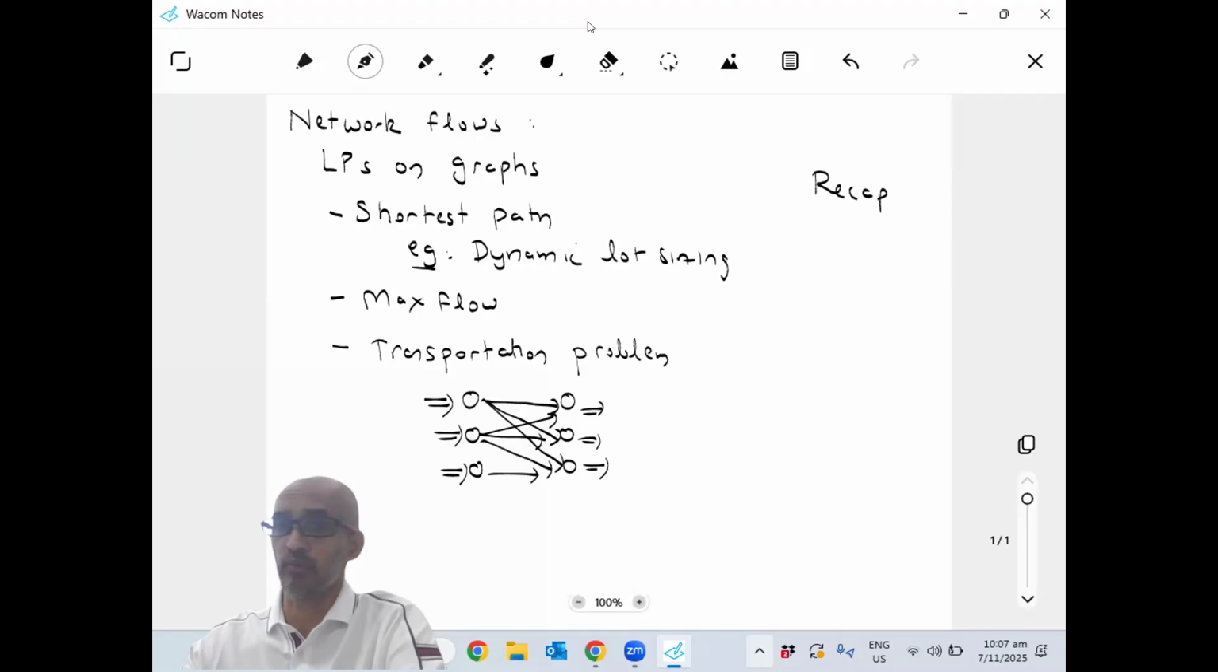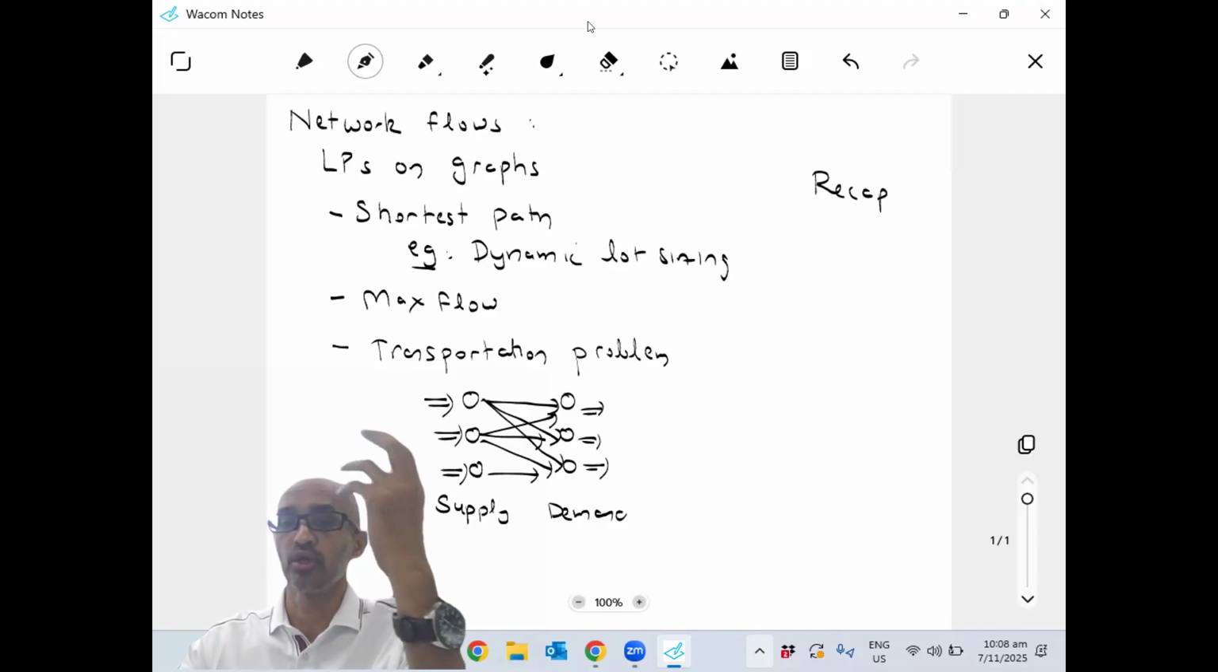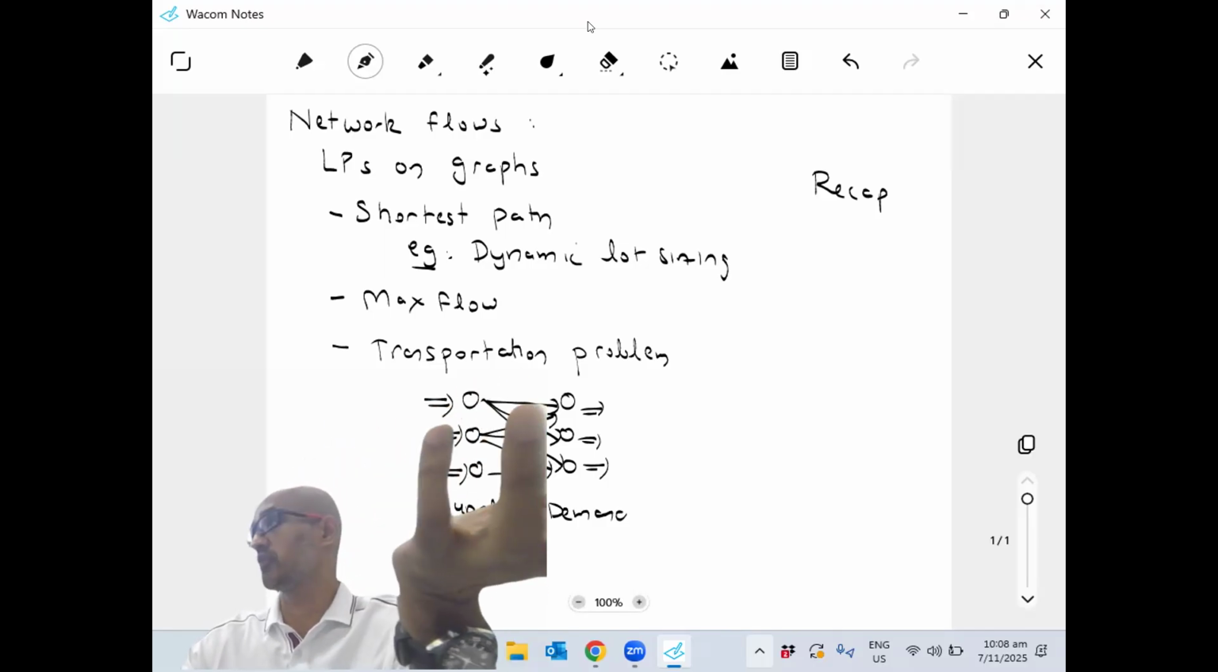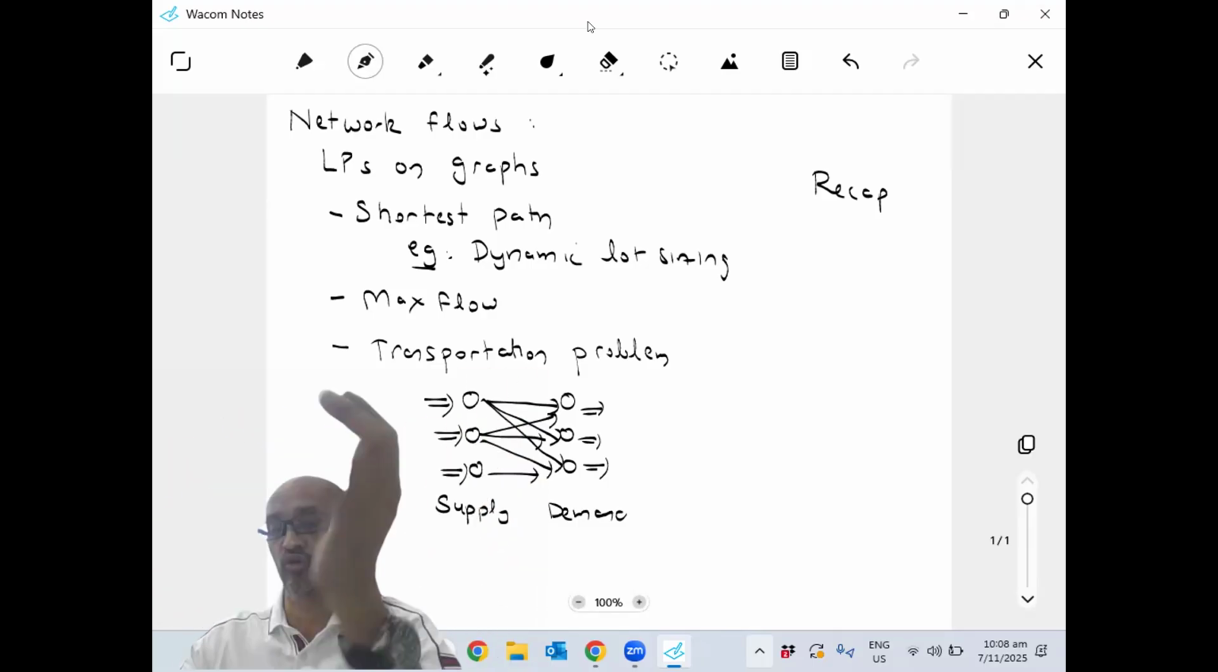So this is a transportation problem. You have supply nodes, demand nodes. You're trying to send from one part to another part of this graph. Okay, I showed this to you even in week one when I was introducing LPs, and it turns out, for example, this is also a network flow problem. There's an underlying graph here from the supply nodes to demand nodes.